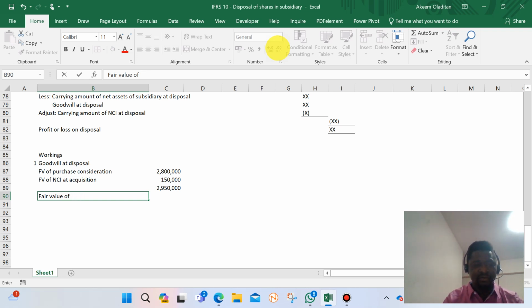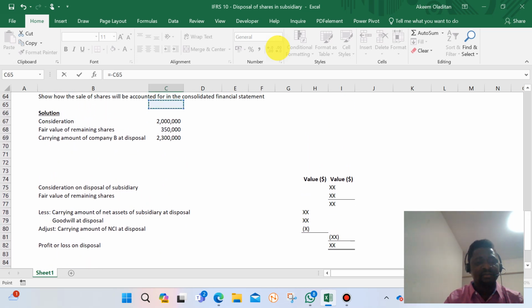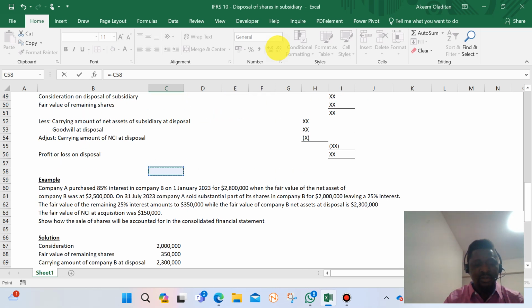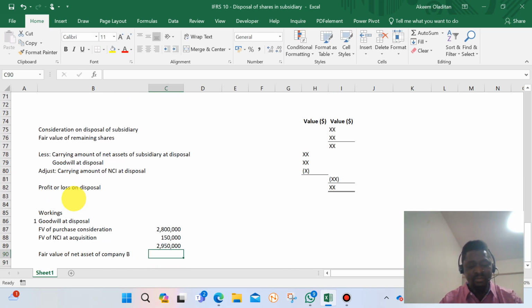Fair value of net assets of company B. So what is the fair value of net asset of company B? We have it already. We highlighted it out. I think fair value of the net asset of company B was 2,500,000. So that 2,500,000.